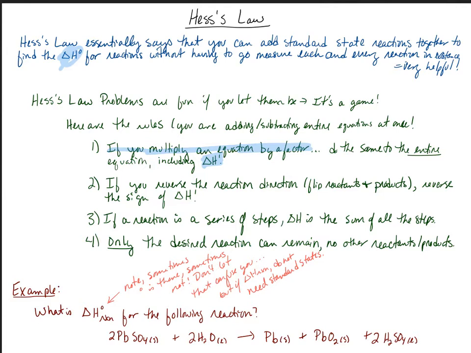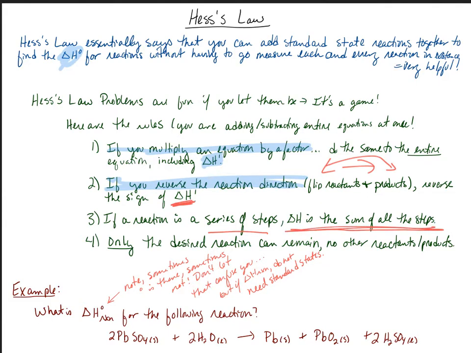Okay, if you reverse the reaction direction, so in other words, you take the reactants and the products and flip-flop them, then you have to change the sign of delta H. So in other words, if making something is a negative delta H, tearing it apart would be a positive delta H. Next, if a reaction is in a series of steps, delta H is the sum of all those steps.